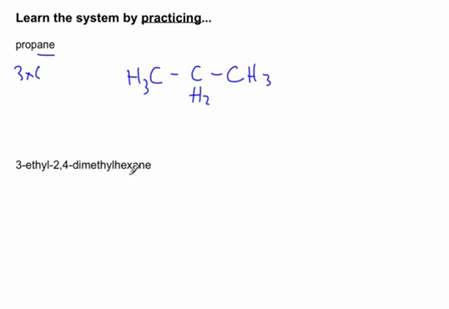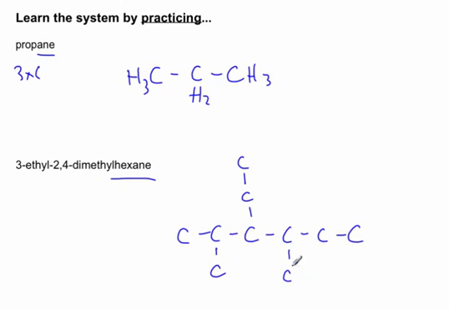3-ethyl 2,4-dimethylhexane. And so I sometimes start from the back. Get the main chain drawn first. Hexane, 1, 2, 3, 4, 5, 6. On carbon 3, 1, 2, 3, I have an ethyl branch, a 2 carbon branch. On carbon 2, I have a methyl branch, and on carbon 4, I have a methyl branch.